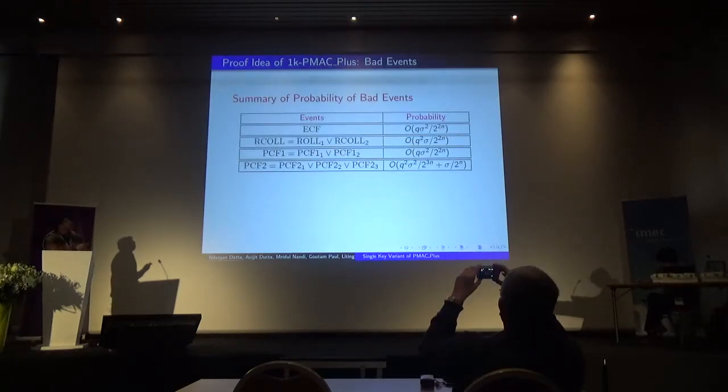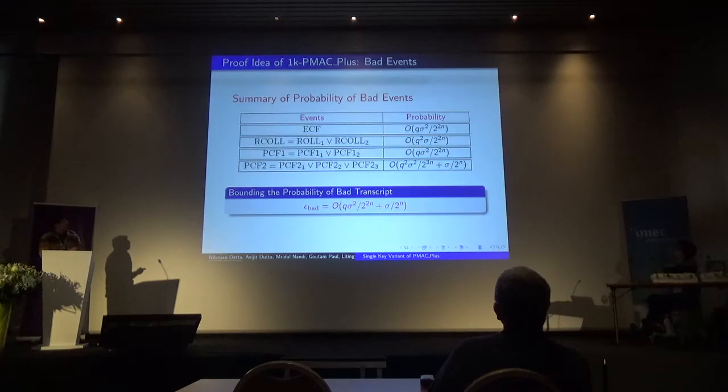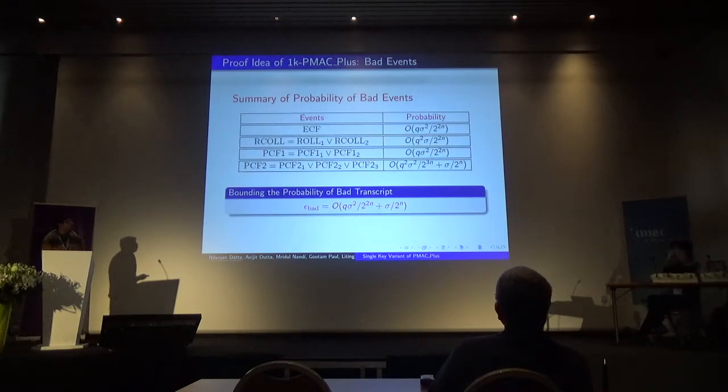And so, a summary of the probability of bad events. We have come to know that for ECF we achieve the bound of order q sigma square by 2 power 2n. For RCOL, q square sigma by 2 power 2n. For PCF1, q sigma square by 2 power 2n, and for PCF2, q square sigma square by 2 power 3n plus sigma plus 2n. Summing them up, we got this epsilon bad as order of q sigma square by 2 power 2n plus sigma by 2 power 2n, as these two are the major contributing terms.